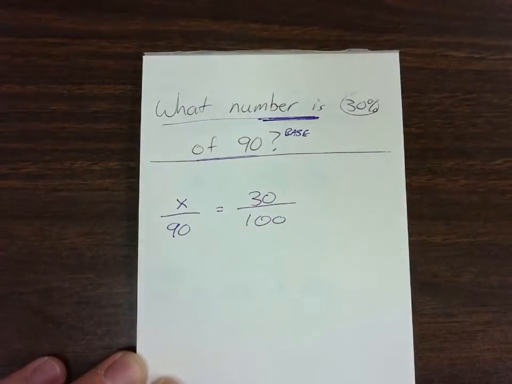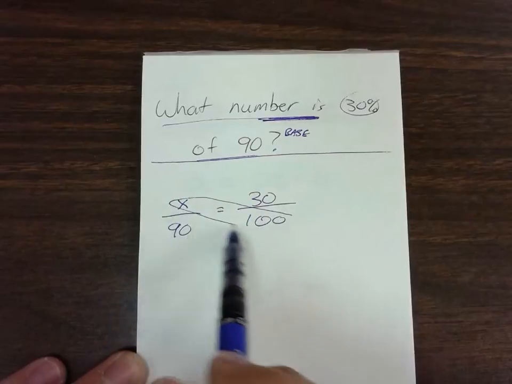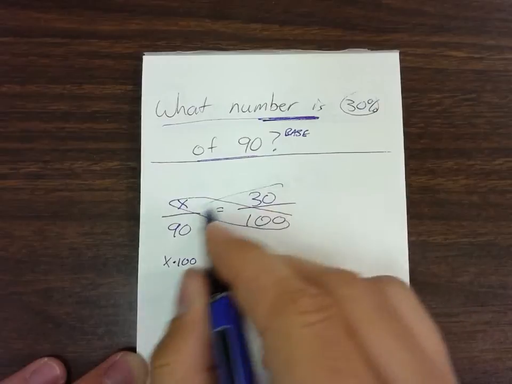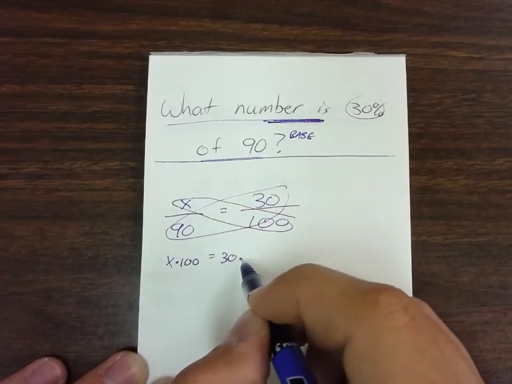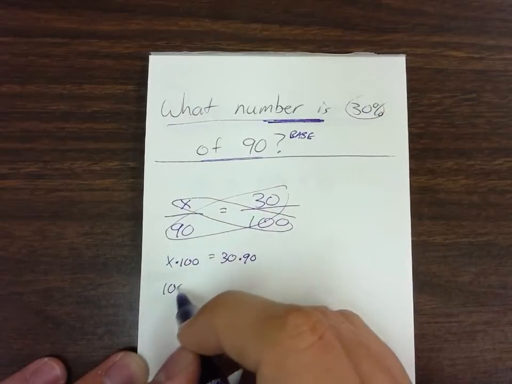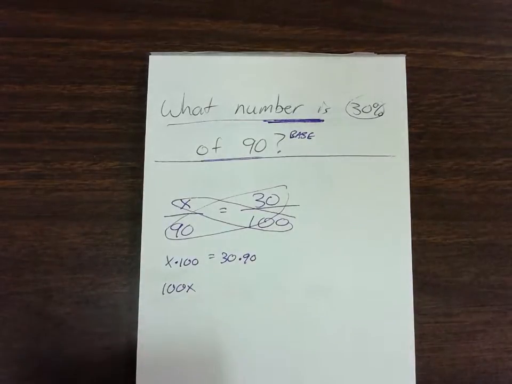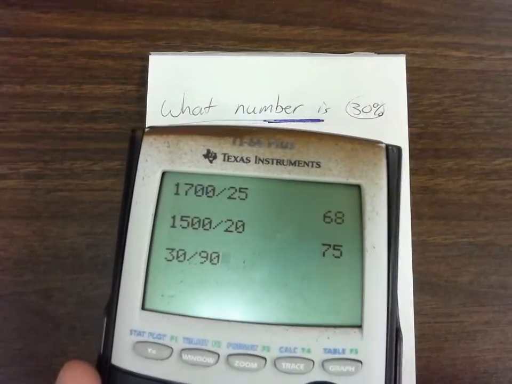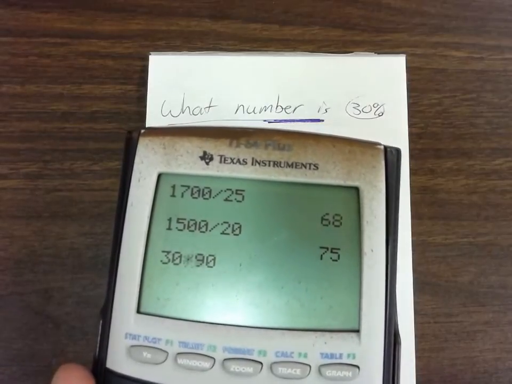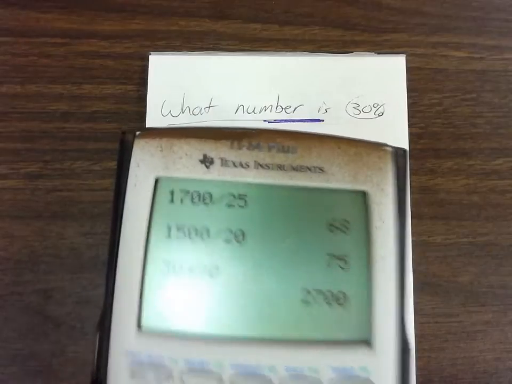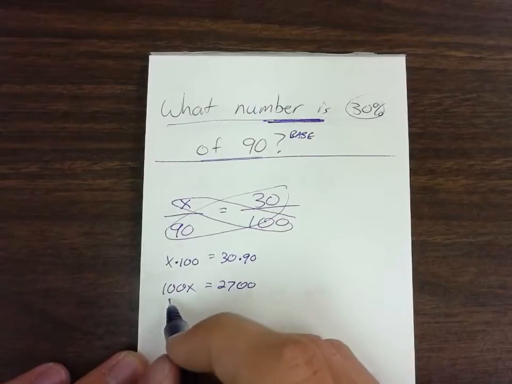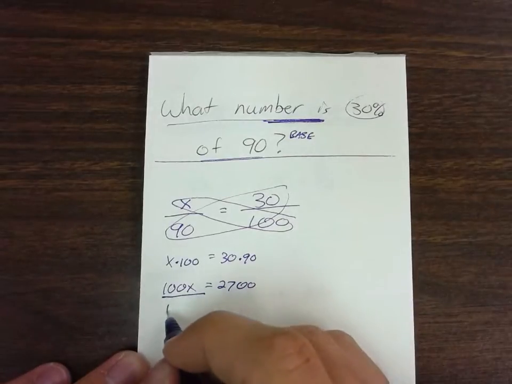So it's still a proportion. I still only have one missing piece. I'm still going to use cross products. So X times 100 has to be equal to 30 times 90. So that's 100x. No reason not to use a calculator here. 30 times 90. Whoops, not divided by 90. It's 2700. Then I've got to get rid of this 100, so I'm going to divide both sides by 100.